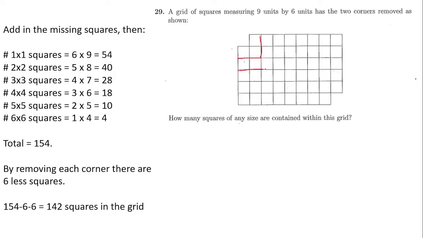We have 1, 2, 3, 4, 5, and 6 squares that are no longer possible without this square here. And the same for the other corner. So we have to subtract 12, giving a total of 142 squares.